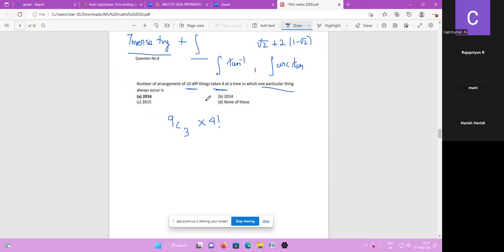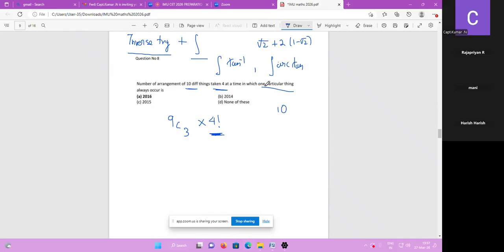Again, I'm telling the number of arrangements of 10 different things, taken 4 at a time. You may take the first one, second one, third one, fourth one. That 4 will differ, and that is called 4 factorial. You may take those 4 in different ways. How many ways? 4 factorial ways.